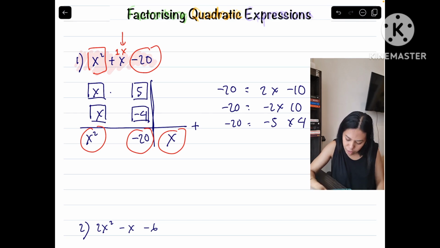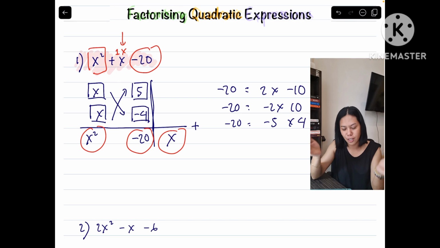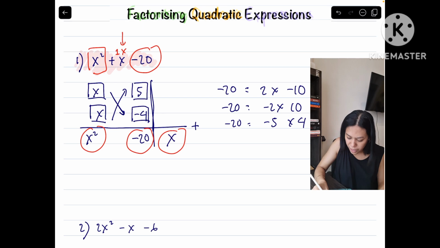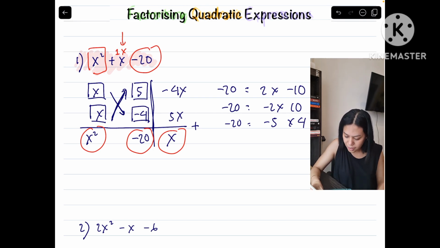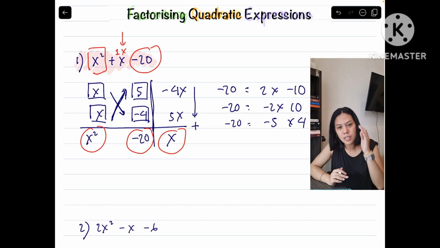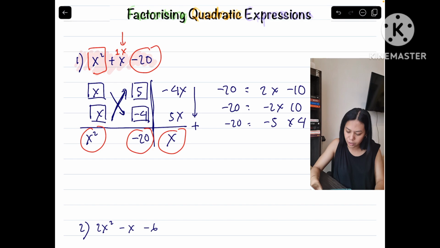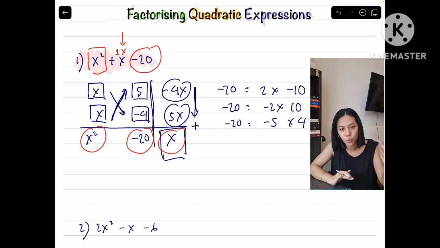So we're gonna do the crisscrossing, which is the multiplication. I'm gonna have x times negative 4, which will be negative 4x, and then x times 5, which is positive 5x. And then we add negative 4x plus 5x, which is 1x, because there's only 1. So, oh, it works. Does negative 4x plus 5x equal 1x? Yes, it equals 1x. So the 2 numbers that we chose, 5 and negative 4, are correct.